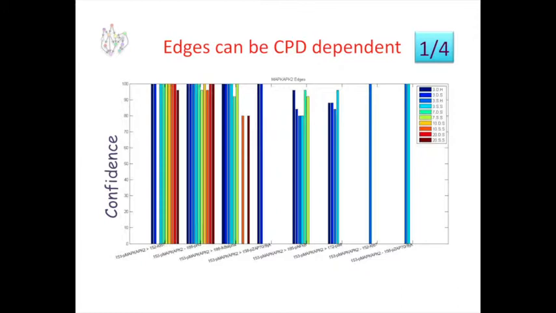So here's issue number 1 out of 4. What about, are things CPD dependent? This is just a quick slide to say, yes, they are. And here we've used a bunch of different CPDs. And here are different edges. And you can see that some of them are incredibly robust, and some of them are incredibly not robust. That's all I'm going to say about that. I just wanted to raise that issue. So if you want to be very thorough, you go through a bunch of CPDs. And that's what I typically do. But it's definitely a problem.